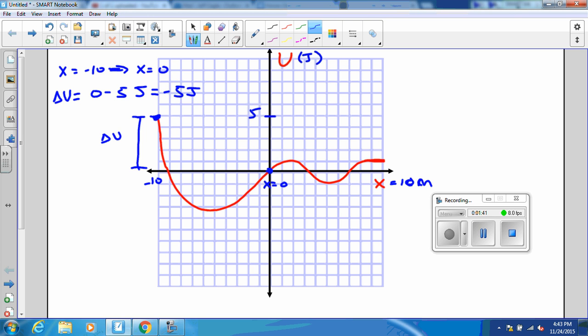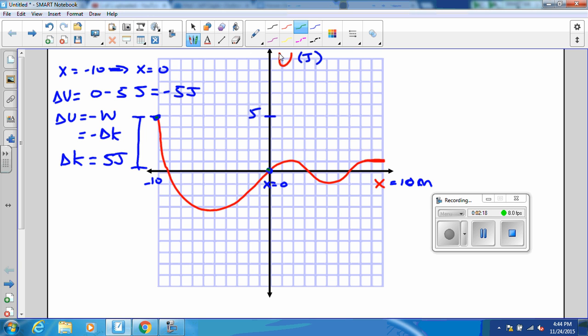But wait, there's more, because since delta U is also equal to the opposite of the work done by the force, and therefore also equal to the opposite of the kinetic energy imparted by that force, I can say that when the object travels from x equals negative 10 to x equals 0, I can immediately say that the object is going to pick up 5 joules of kinetic energy along the way. So I could actually compute the speed of the particle at this point, assuming I knew the particle's initial speed. And that's really nice.